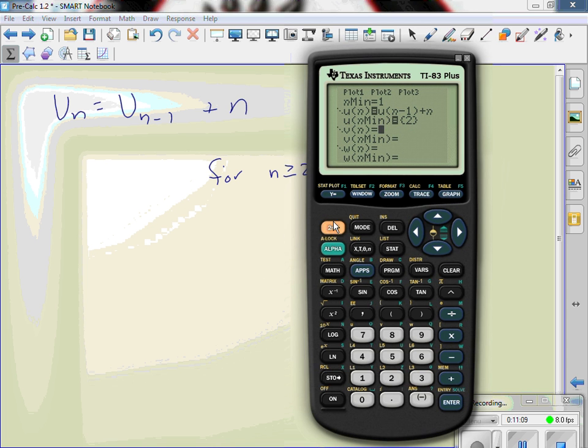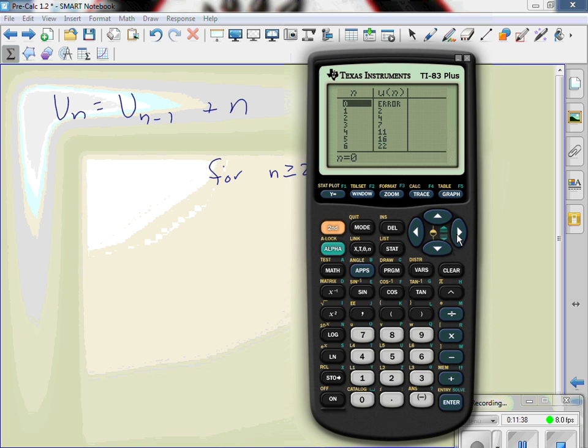Hit second table, second graph. Second graph, it says error. Why? There's no U sub 0. The first one was 2. The second one is 4. Fourth one, 11. What's the 15th one?